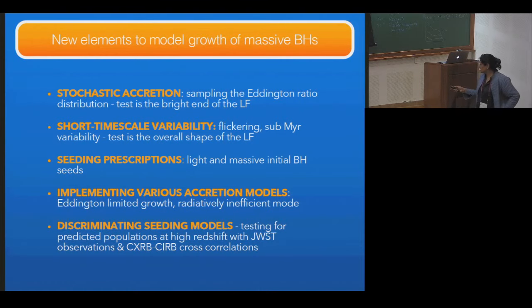Here is a set of models that we pursue. First, stochastic accretion: you use the observed Eddington ratio distribution from X-ray data and draw from it. That is one model. Then we include short timescale variability, this flickering, which you would have seen if I had gotten that movie to work. There is a lot of anisotropy in the growth; it's not a steady growth. We can model that by using a time variability kernel, which we convolve to produce the shape of the luminosity functions.